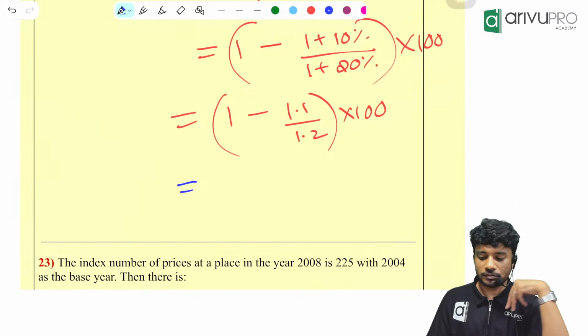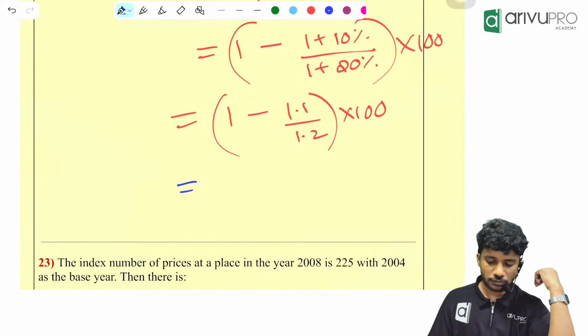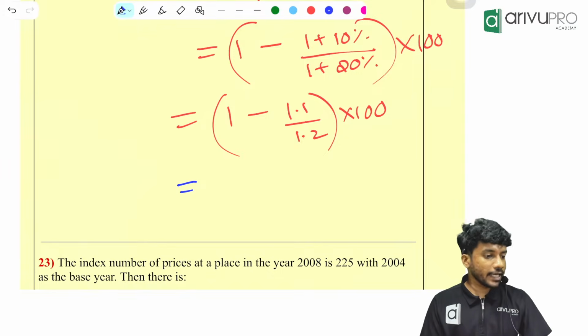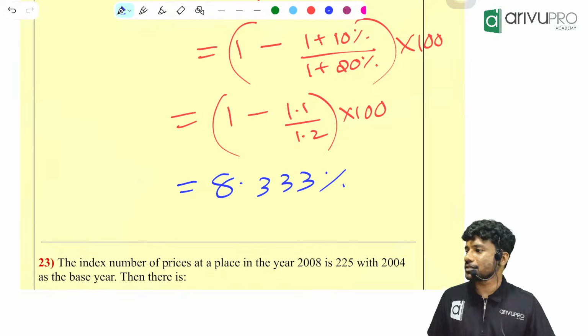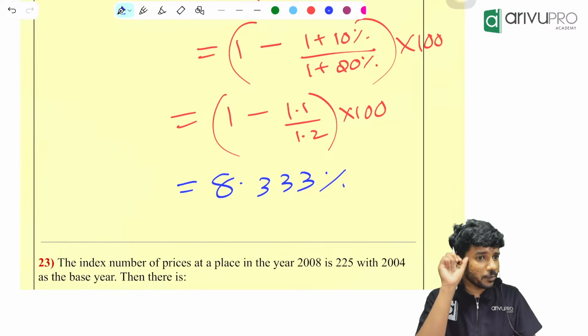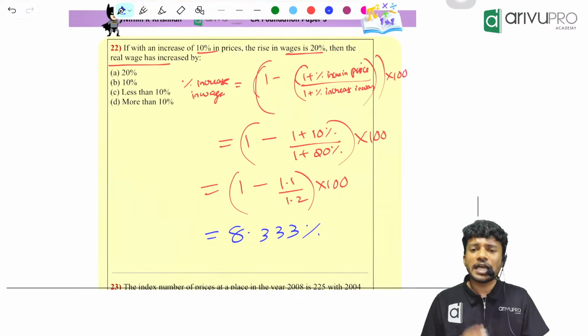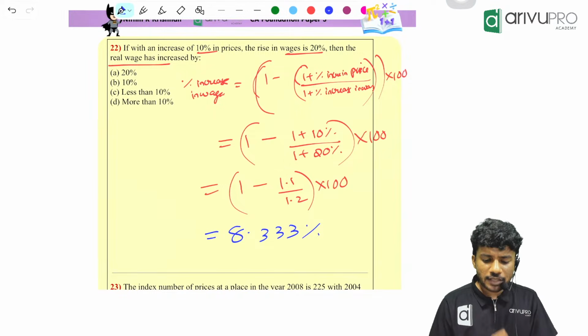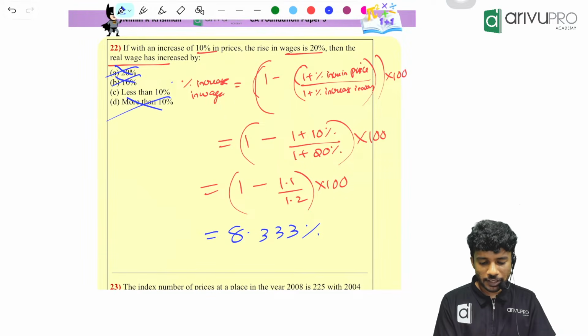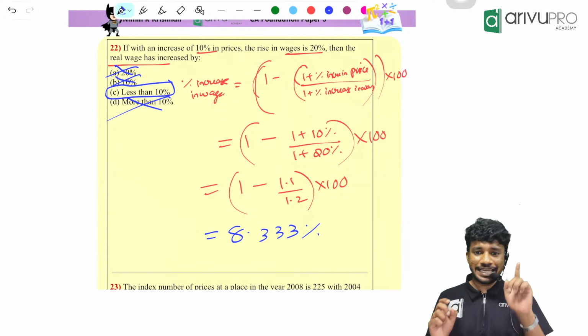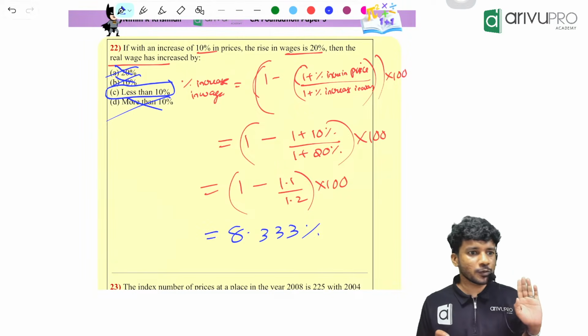8.333%. Correct? Everyone got it as 8.3333%. Now, which is the answer? Is it 20%? No. Is it 10%? No. Is it more than 10%? No. Is it less than 10%? So the answer is what, people?